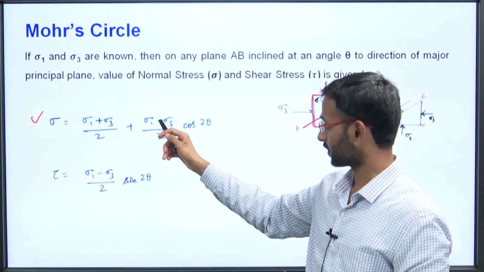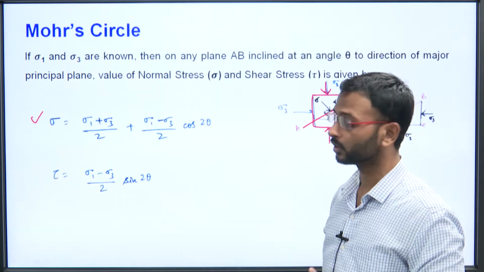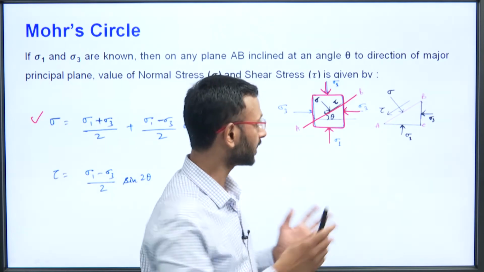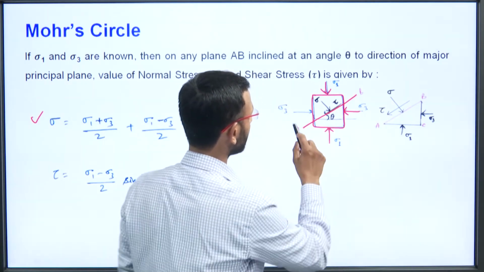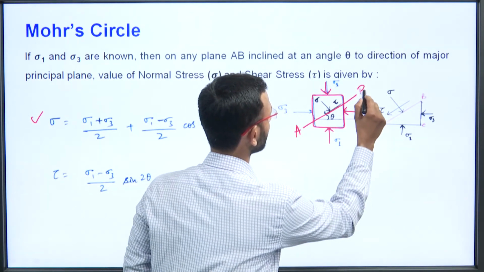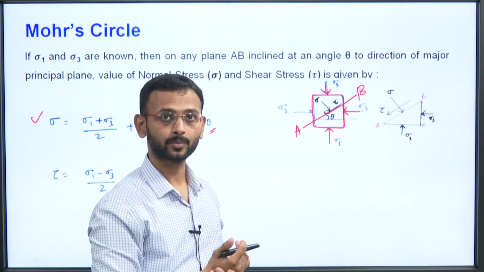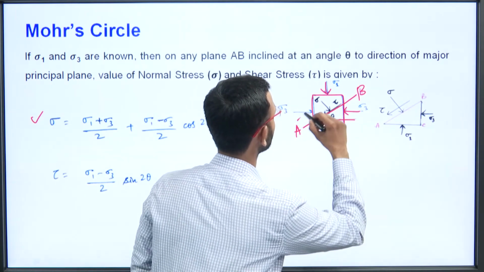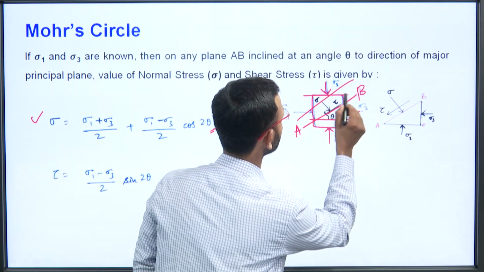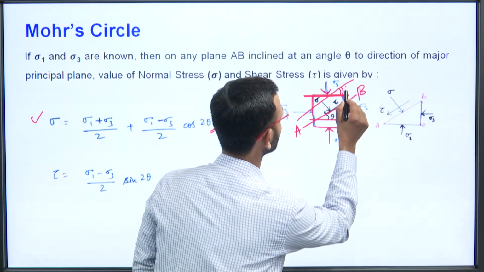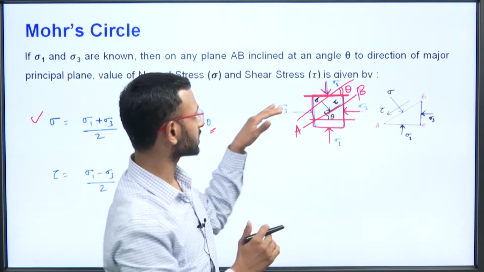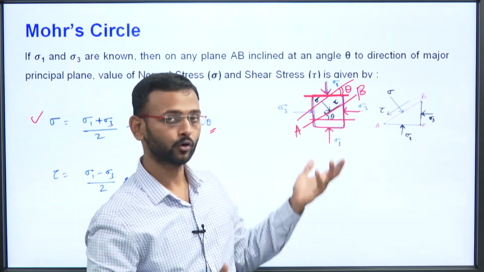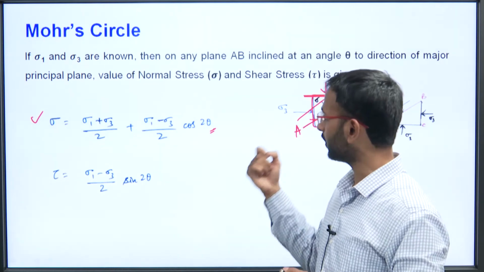sigma 3 by 2 plus sigma 1 minus sigma 3 by 2 into cos 2 theta, alright, and this theta you already know what it is, it is nothing but the angle which this failure plane makes with the major principal plane, alright. So, if I extend this here, the major principal plane will be acting here, and this angle will be theta. So this is the failure plane. We have only extended it for simplification, but it is the same plane. So the angle is still theta.